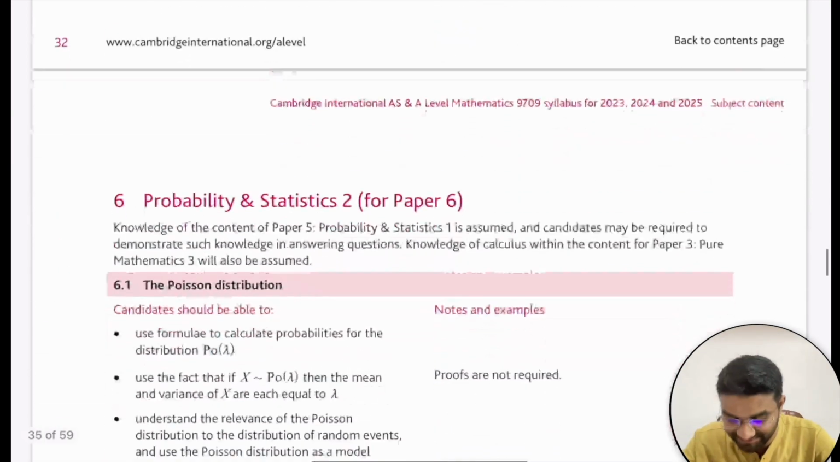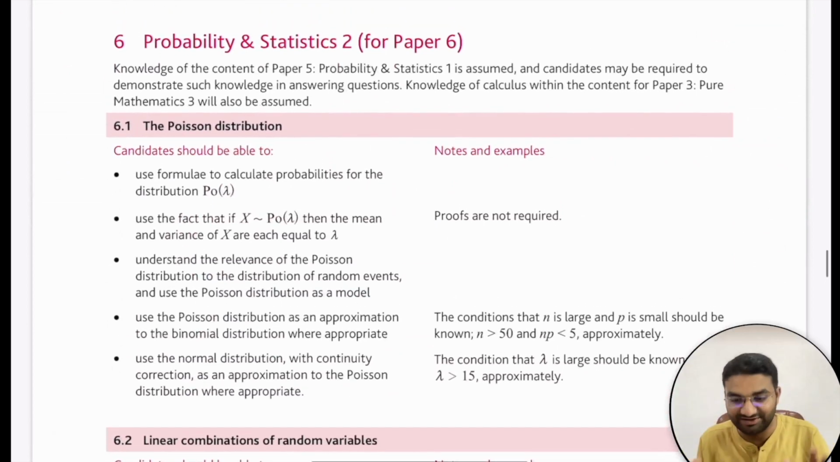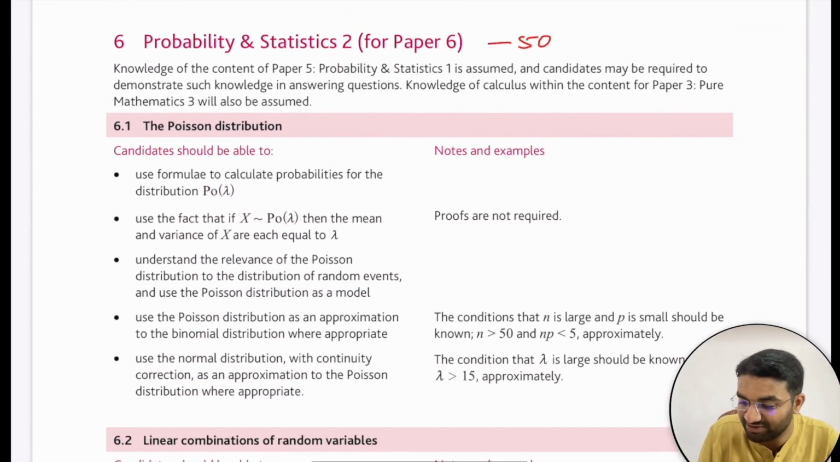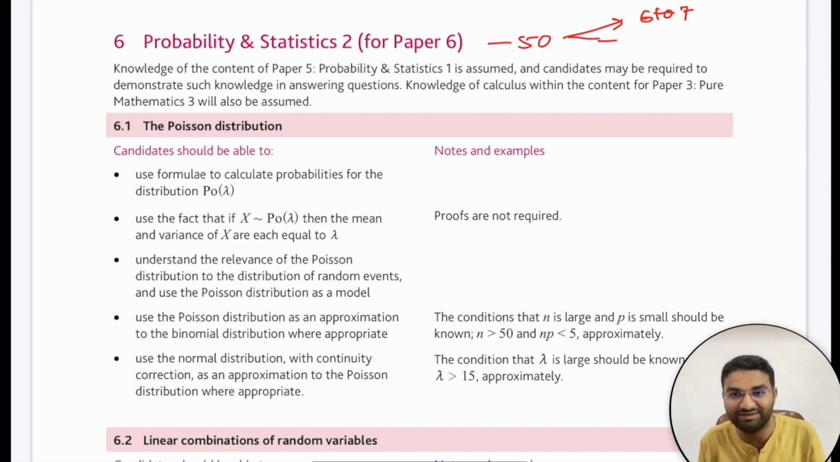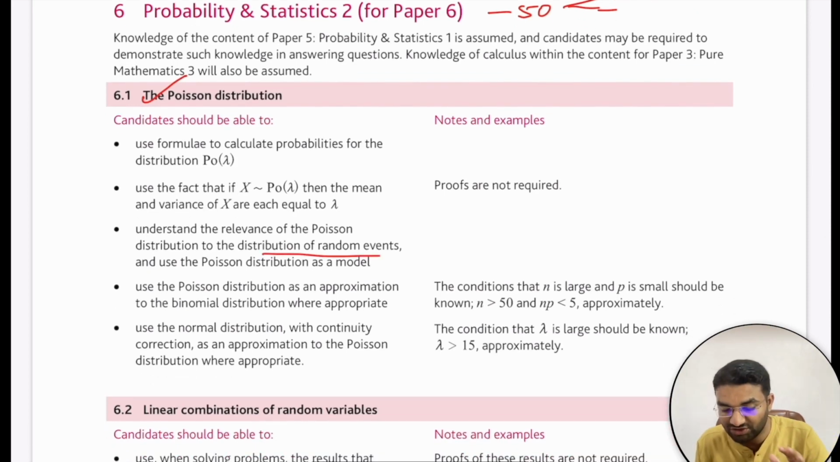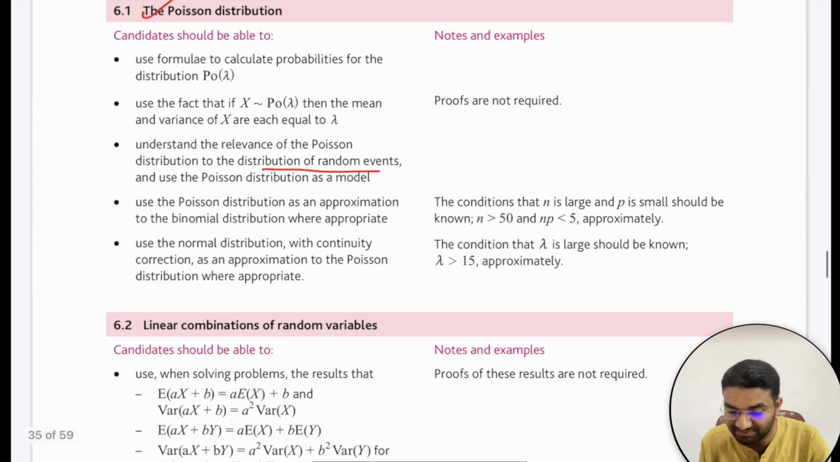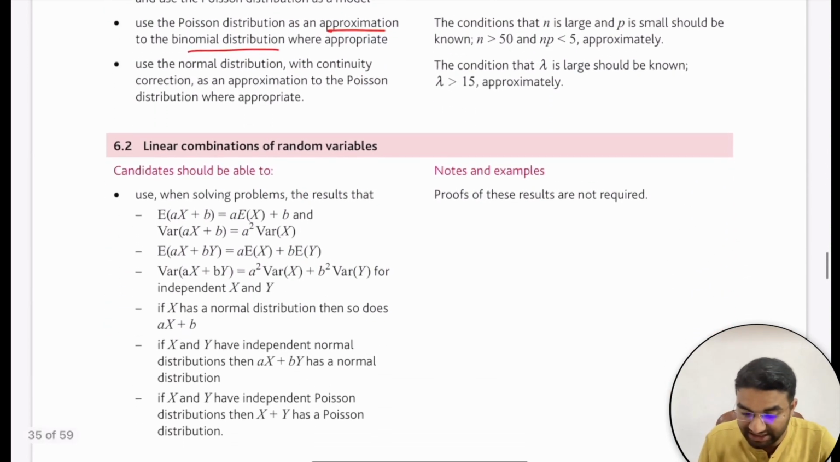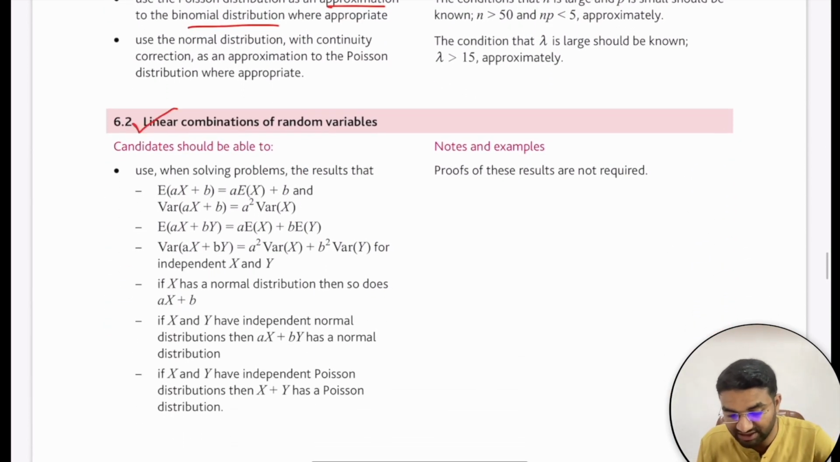Alright, then next S2. Again, it's a 50 marks paper, and you have hardly 6-7 questions, sometimes even 8. And if you know the basic concepts very well, that's it. Poisson distribution, one of the easiest topics. Then Poisson distribution for the distribution of random events, Poisson distribution as an approximation to the binomial distribution, and even the normal distribution as well. Then linear combination of random variables.